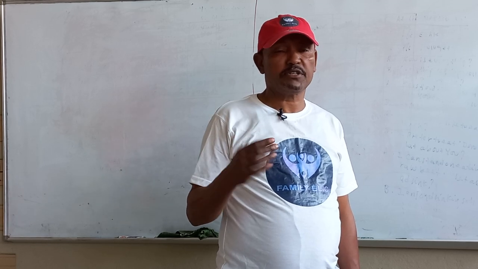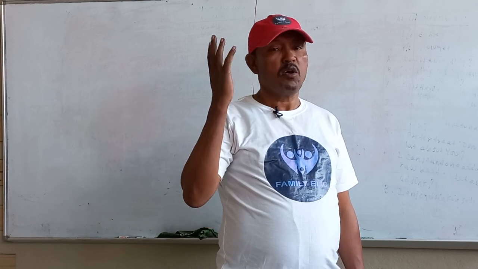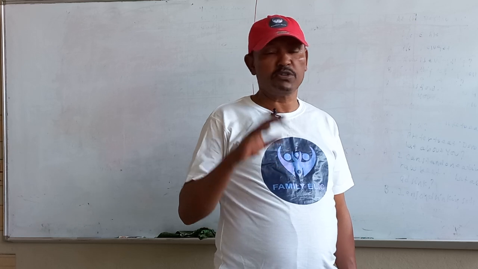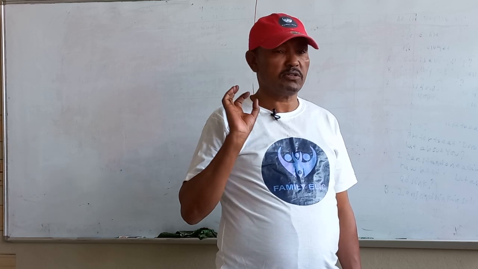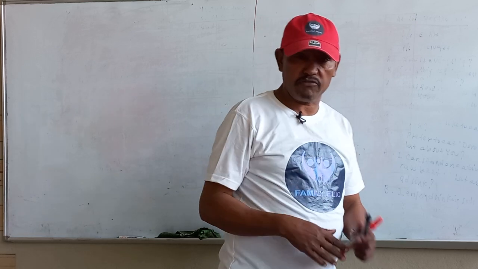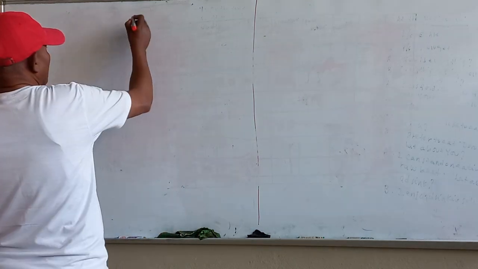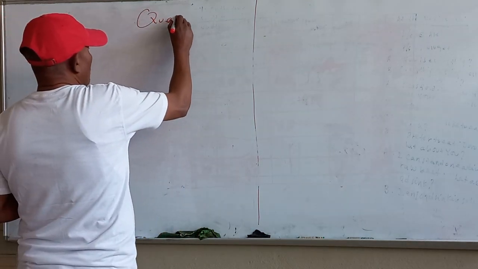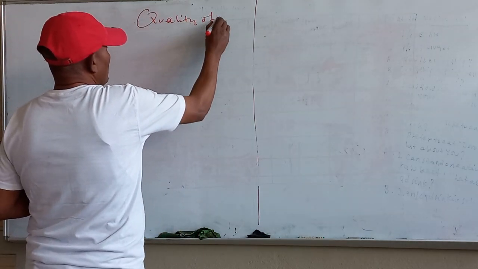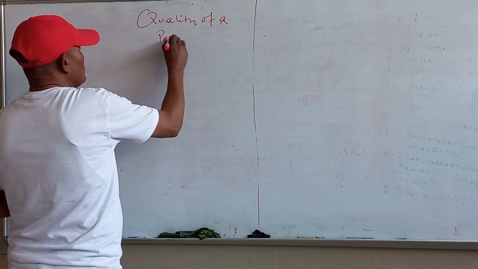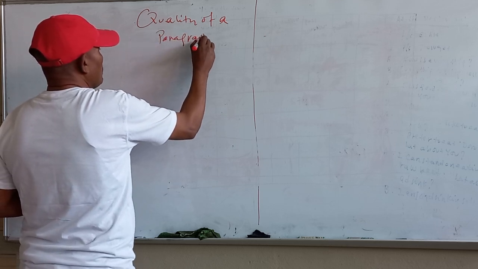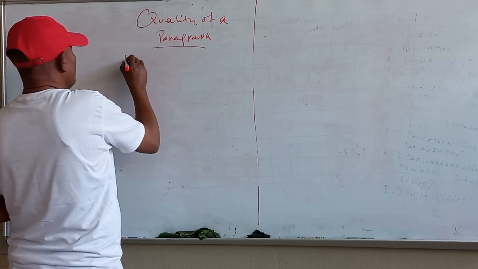This is the third part of basic writing skill, especially for paragraph writing, or one of the qualities of paragraph writing, which I intend to focus on: what unity in a paragraph is. Unity of a paragraph, or quality of a paragraph. What's quality? The first one is unity.